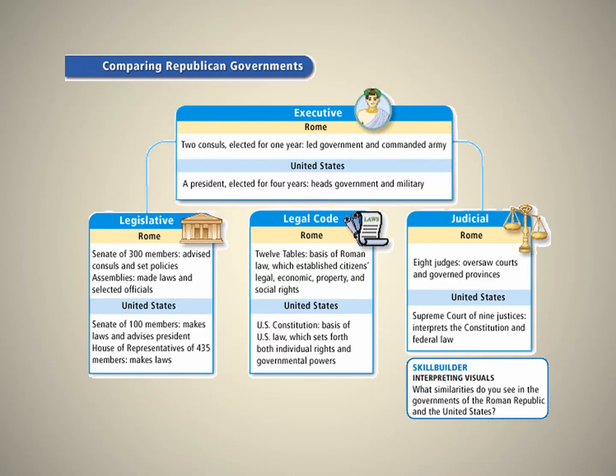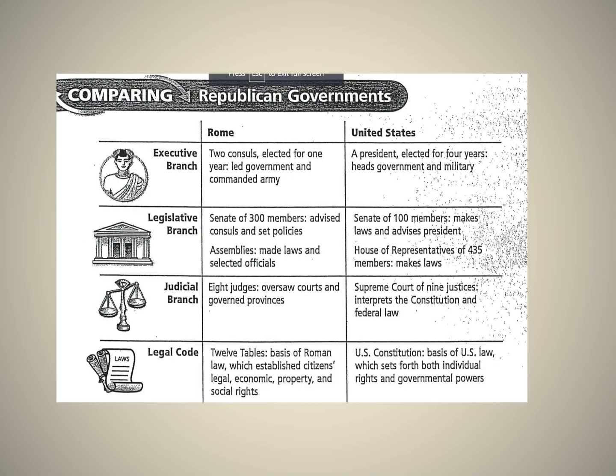As we finish up here, I really like this tiny little table, just because it compares Rome and the United States. It talks about the 3 branches and compares them. And the next slide will do the same exact thing.